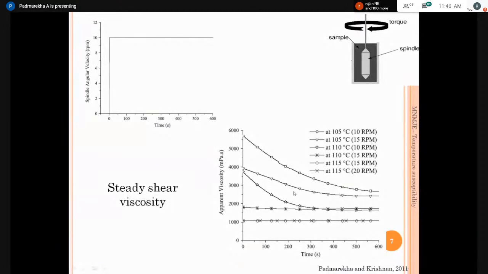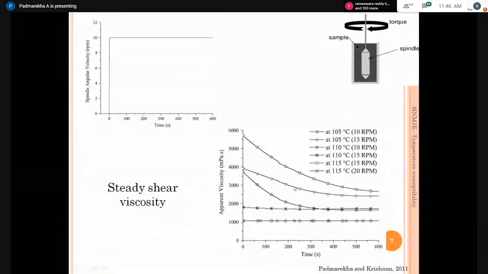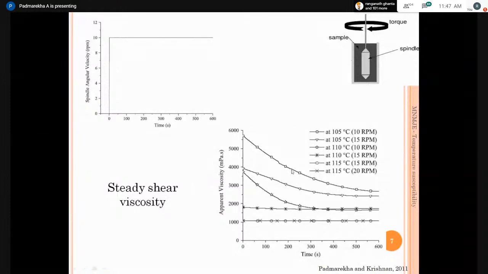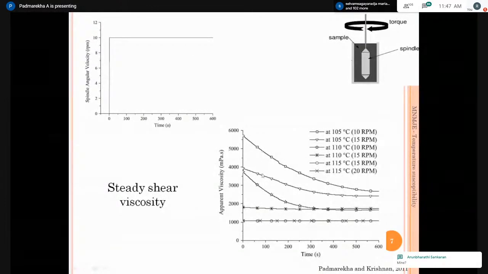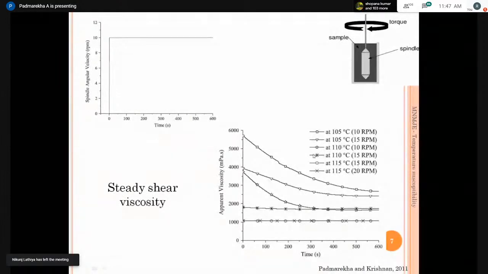Now if you see this first line, the square legend and the inverted triangle legend here are for 105 degrees Celsius. The top one, the square legend, is for 10 rpm and the bottom one is for 15 rpm. So you see that the viscosity values for 10 rpm and 15 rpm are not constant. You can see a reduction in the viscosity as the speed increases. So the viscosity has reduced when you increase the speed of the spindle.